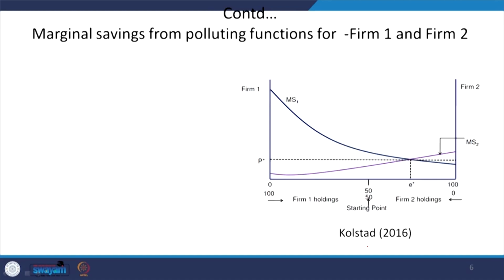So, let us talk about farm 1 and farm 2. If in the horizontal axis we are depicting the permits held, and in the vertical axis the price for it, then MS1 is the marginal saving function for farm 1, and this line, MS2, is the marginal saving function for farm 2.